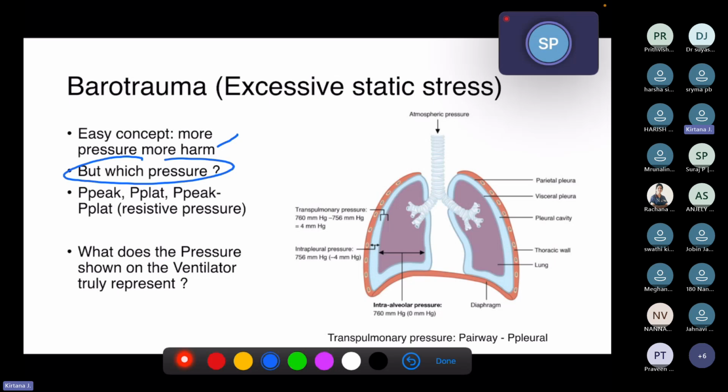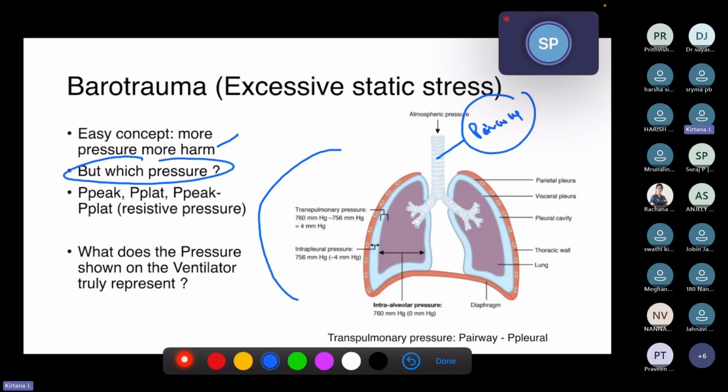So what is the pressure that is actually responsible for the barotrauma? Before we understand this, we also need to know that the pressure value that the ventilator shows, what does that value actually even mean? So if we look at this diagram, the value of pressure in the airway can be given as P airway.